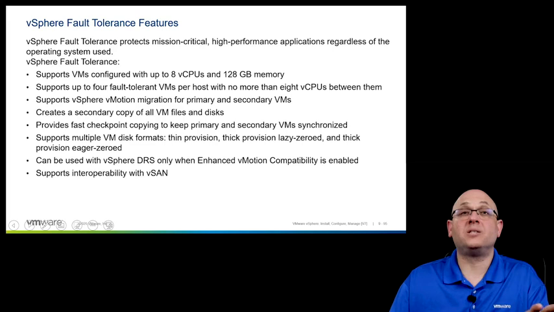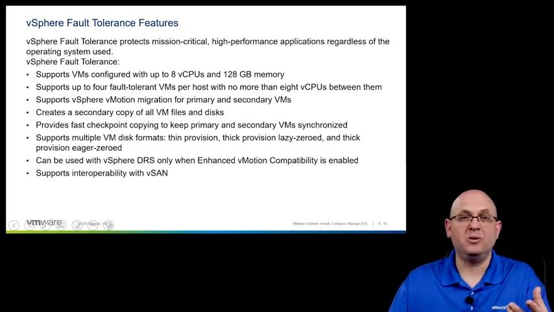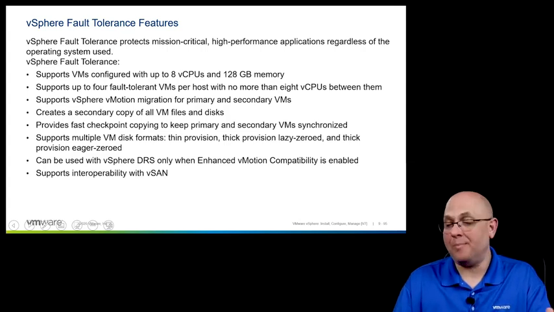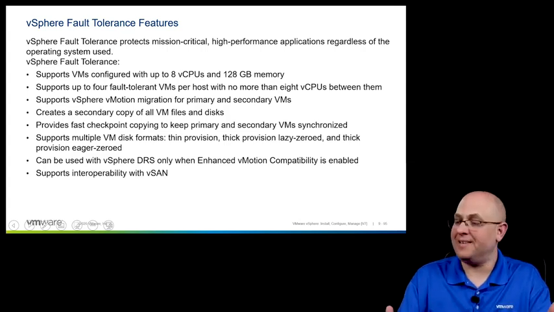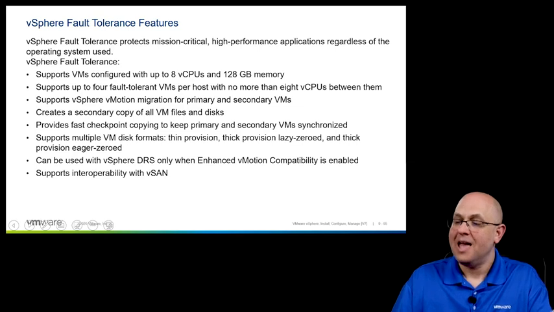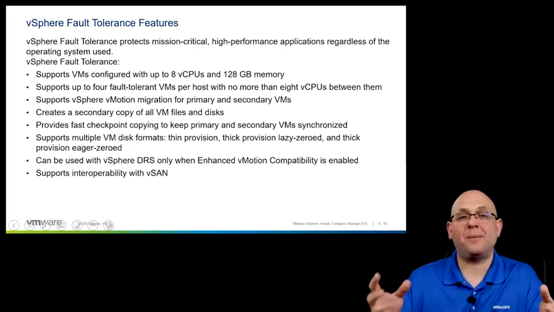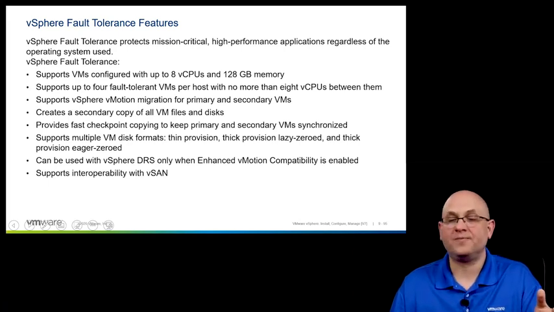Now, vMotion is supported for these VMs. We can vMotion both the primary and the secondary virtual machines. Okay? We are creating a secondary copy of all the virtual machine files and the VMDK files, right? And we provide a fast checkpointing mechanism that I'll describe in a second to make sure that the 2 virtual machines are kept in lockstep with one another.